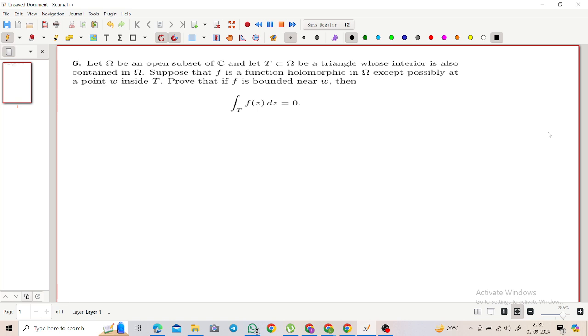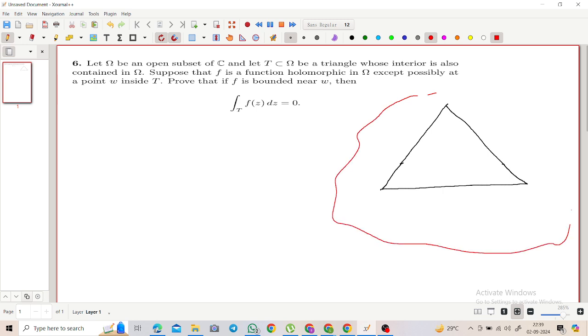So first, let's draw this triangle. Omega would be like just this. So w is inside it, and this is small w, this is capital omega.